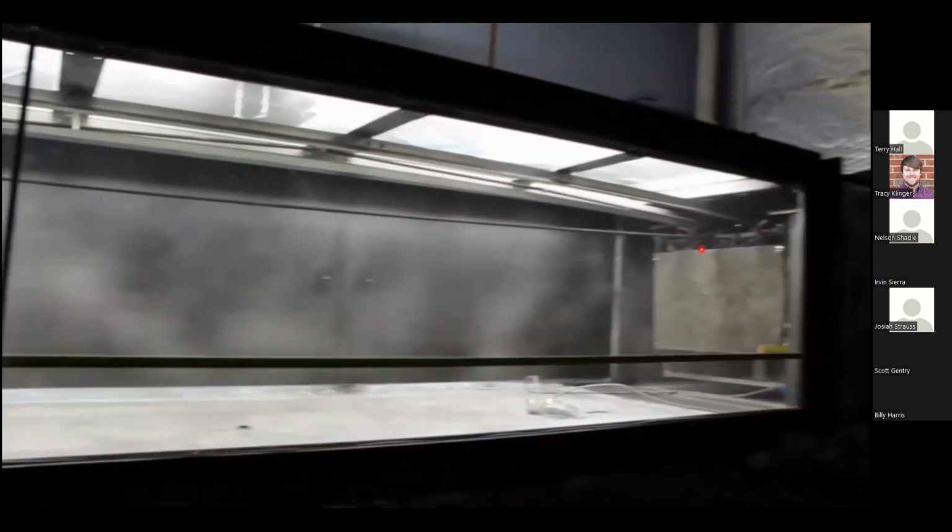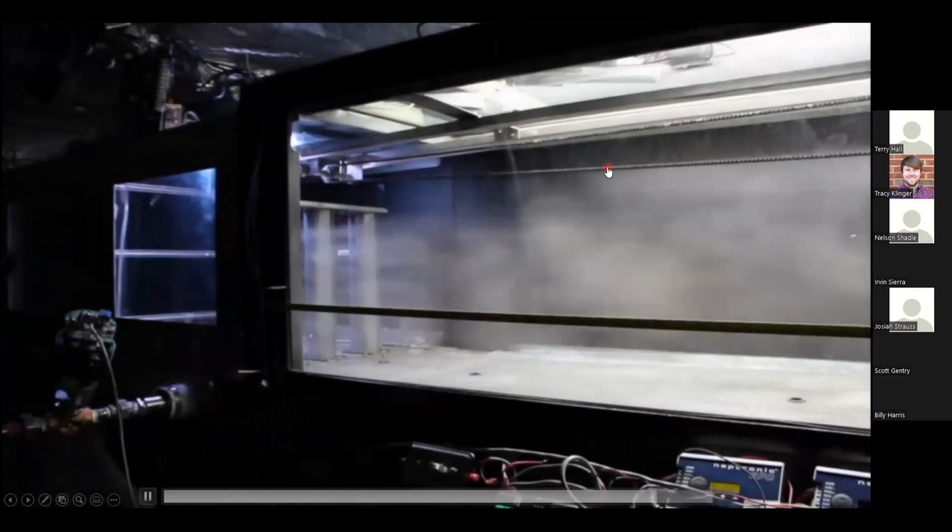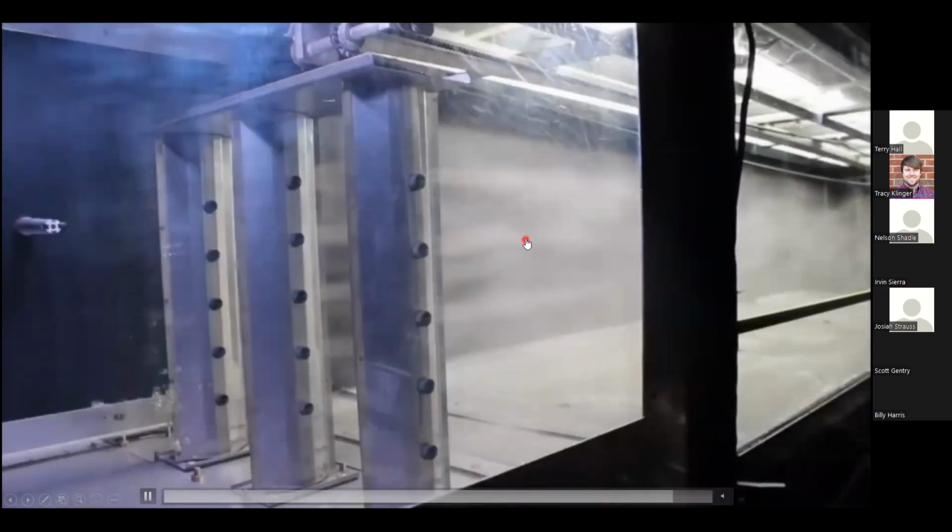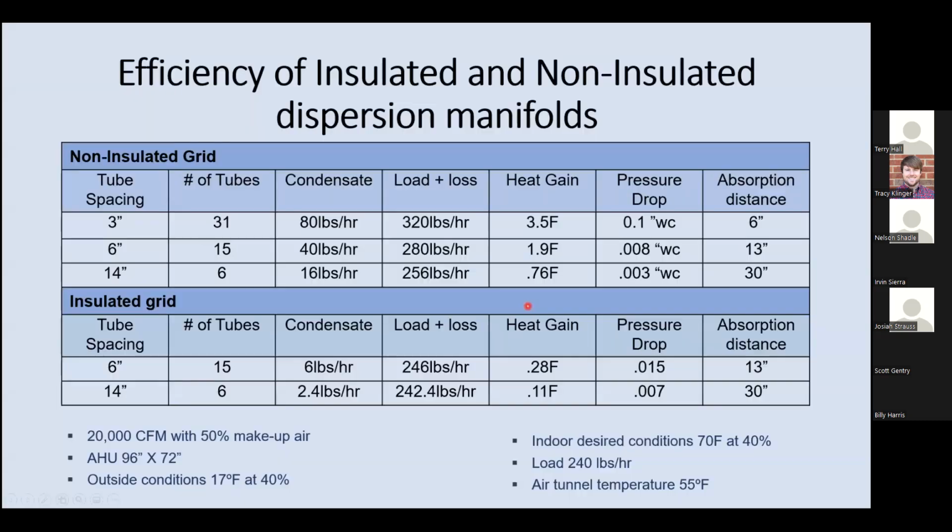The way we measure absorption distance is, there's a mirror that we drag closer to the dispersion grid. It's on this little bicycle chain on the top. When we start getting dripping from the mirror and condensation all over the mirror, that's our absorption distance. So it's measured empirically, although we have a way to calculate it in our selection software. And it's important to try and use as much absorption distance as you have. If you have a long stretch of ductwork, it makes the dispersion grid that much more efficient.